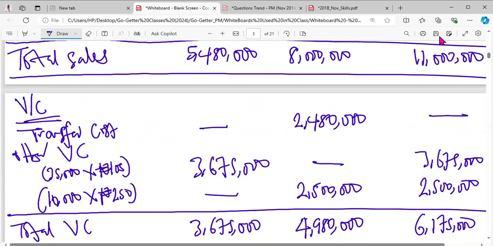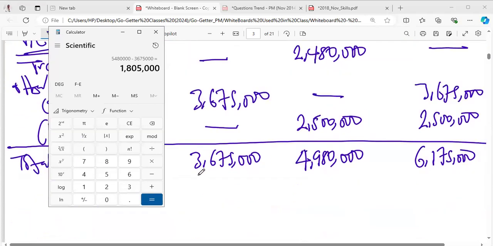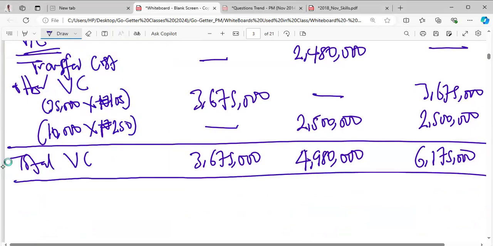All right, so let's look at the contribution. Contribution for the first one will be 5,480,000 minus 3,675,000. That will give me 1,805,000. I'm getting my contribution, 1,805,000. So this is contribution.